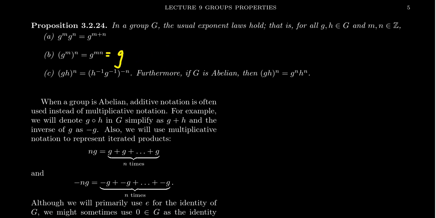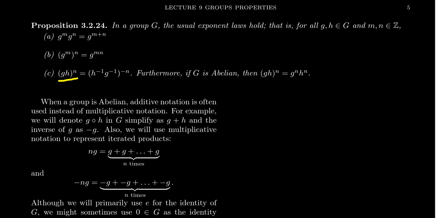But again, this is just the same thing as g to the mn, which is the same thing as g to the nm. So these usual exponential rules hold here. Now, you have to be a little bit careful when you take negative exponents, because negative exponents represent inverses here.